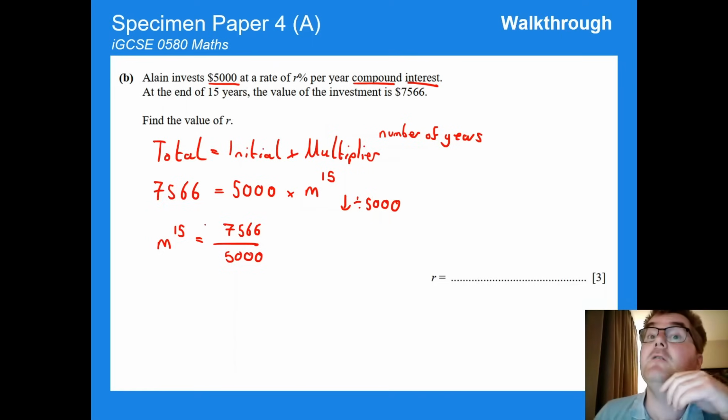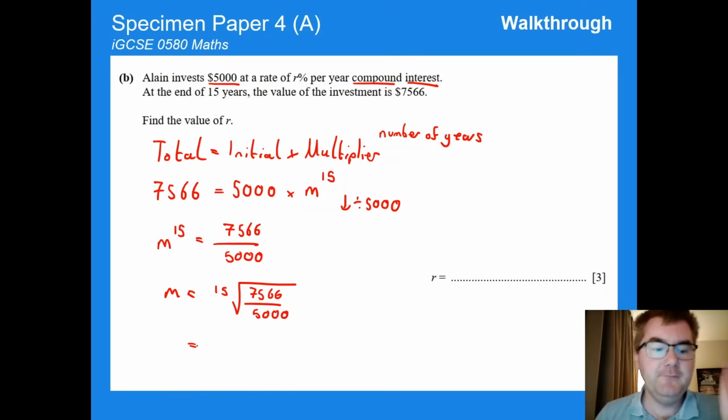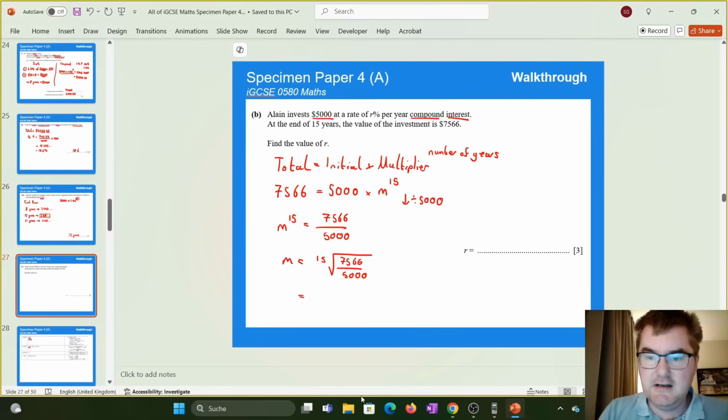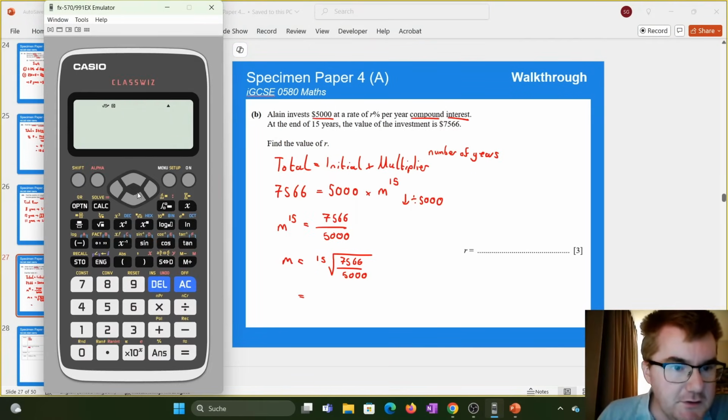And now the opposite of raising to the power of 15 is the 15th root. Not often in an iGCSE paper I get to say that. So we want to work out this. So let's use the calculator here and show you first of all how you do a 15th root. You want to use this button here, shift and here, so we can change what root we want, and then we have a fraction of 7,566 over 5,000. Now this is not the answer, but it's going to help us work it out.